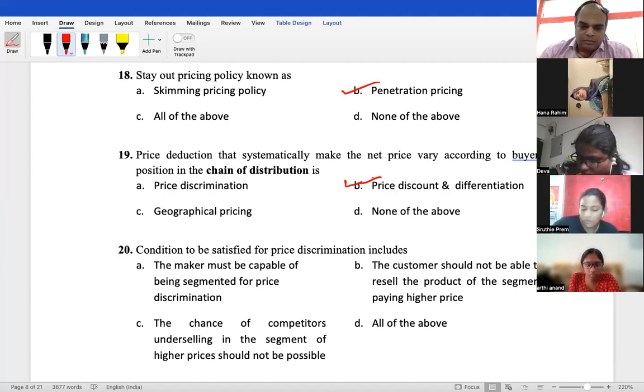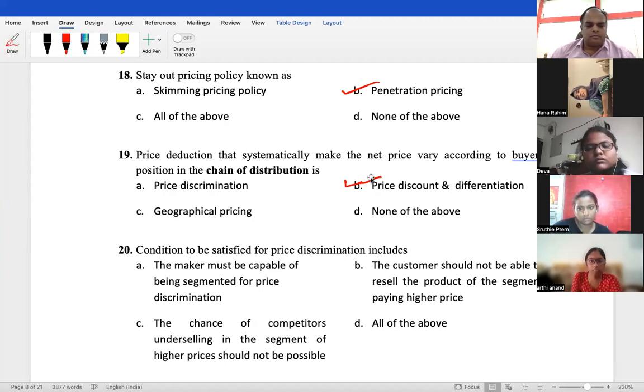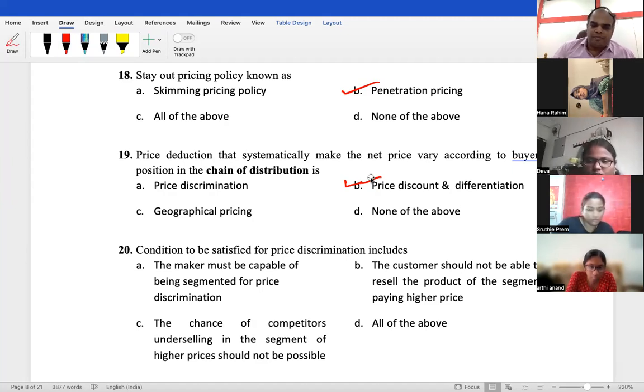Condition to be satisfied for price discrimination includes: the market must be capable of being segmented for price discrimination; the customer should not be able to resell the product of the segment paying the lower price to the segment paying the higher price; the chance of competitors underselling in the segment of higher prices should not be possible. All of the above. Pricing in cinema theatres is an example.